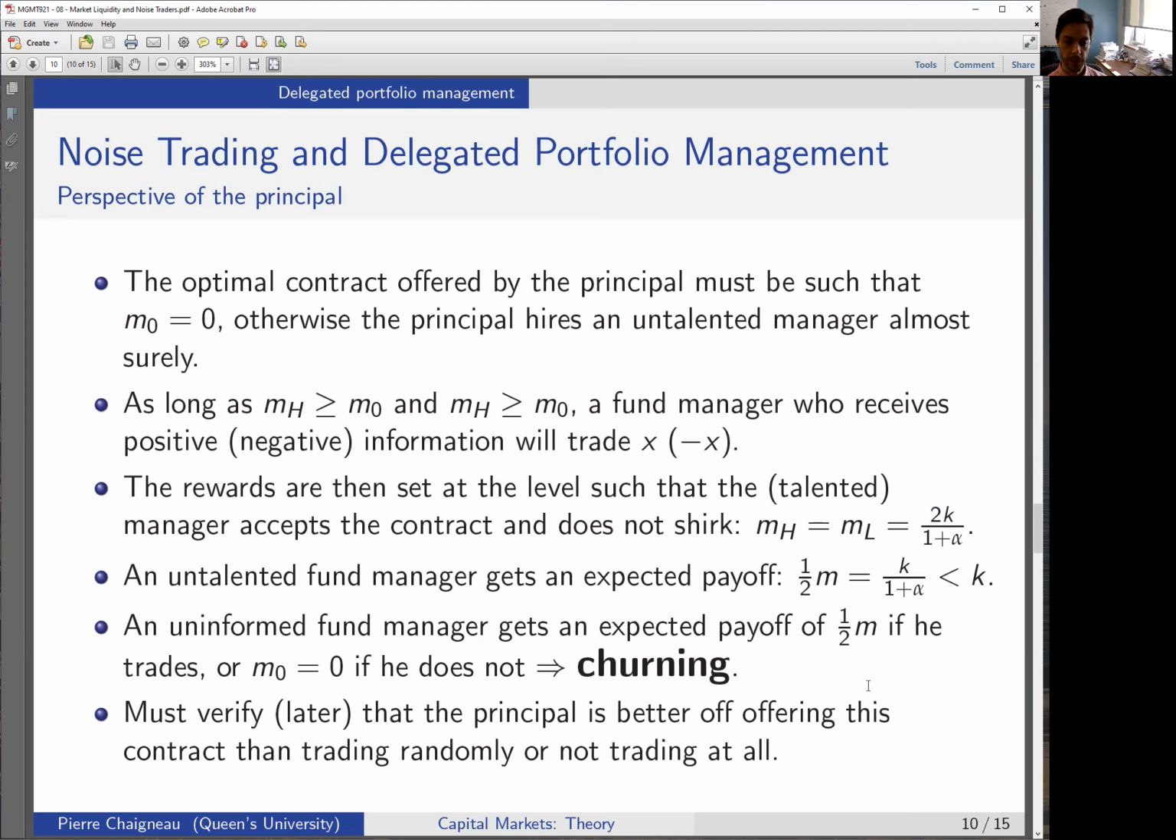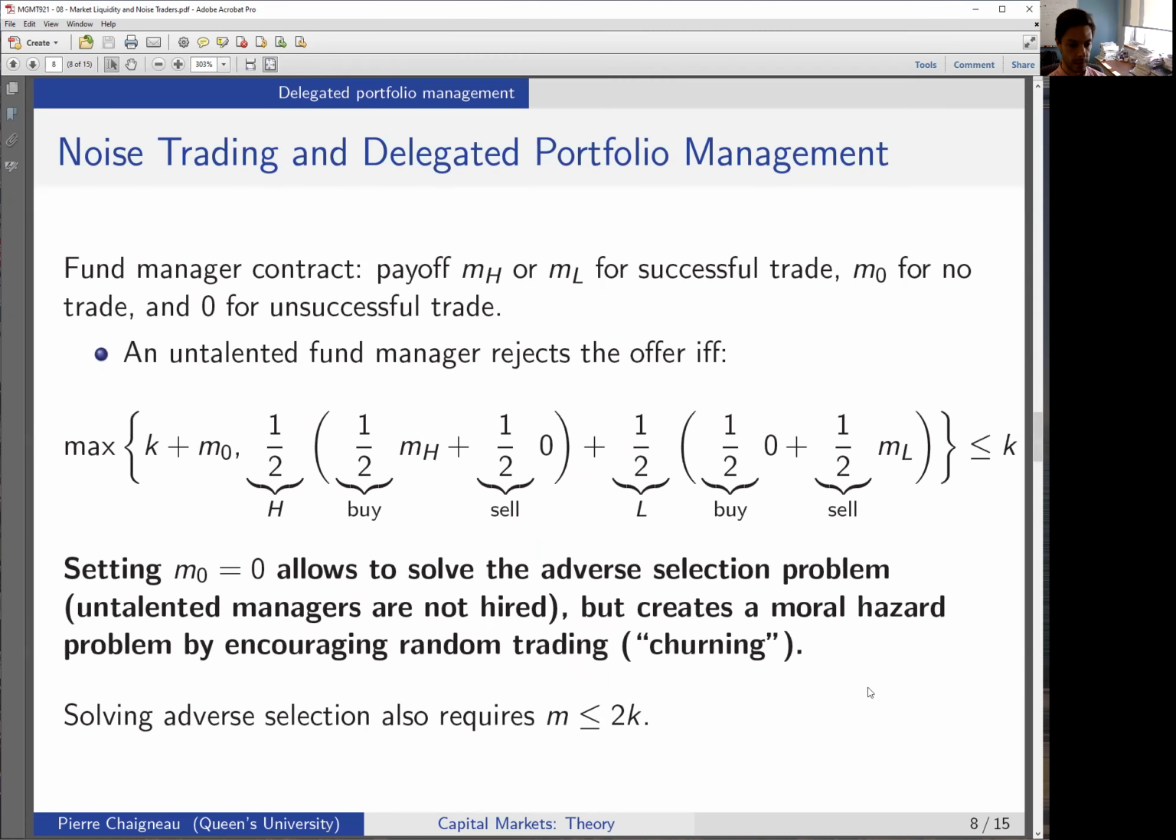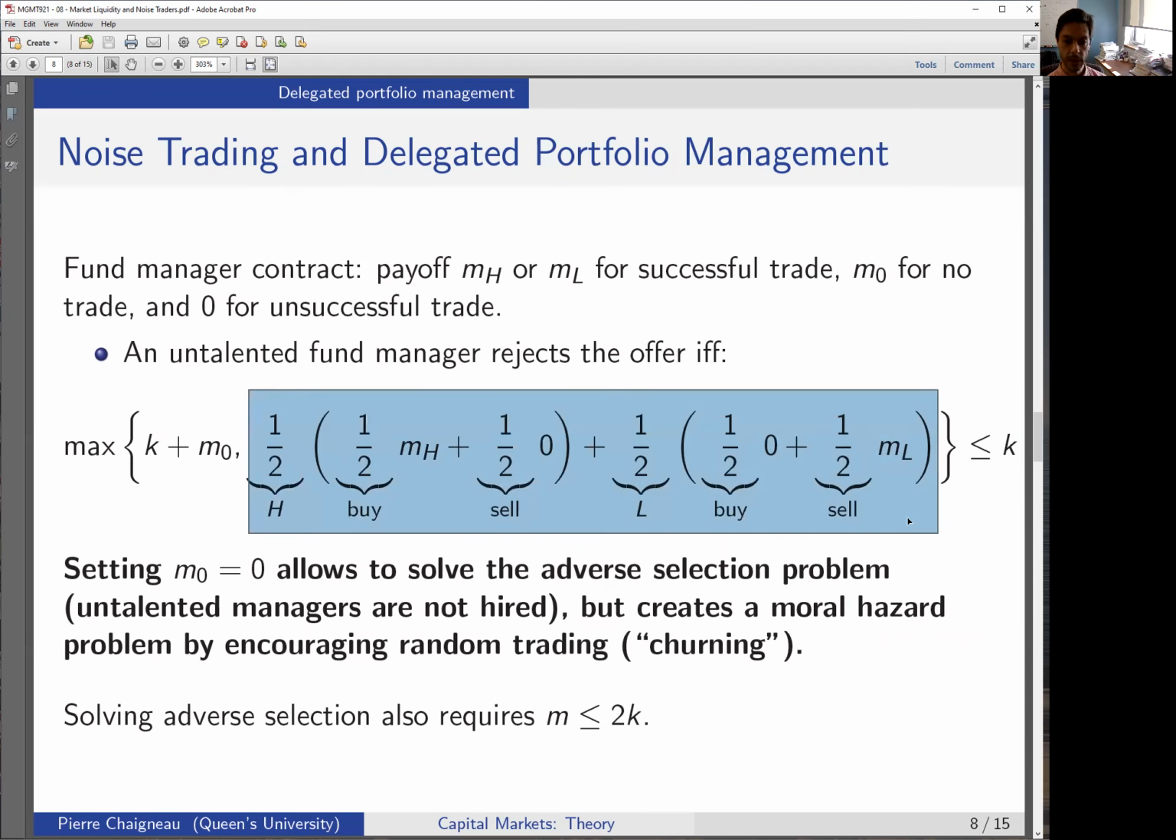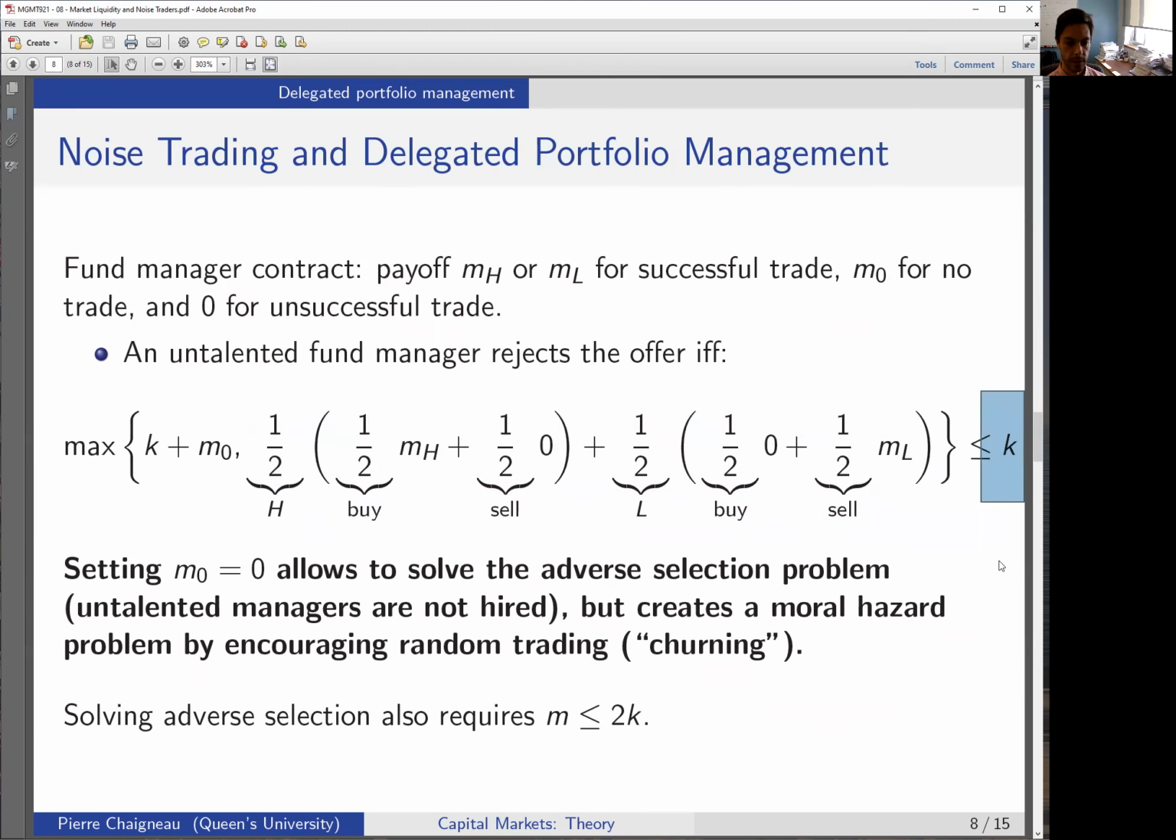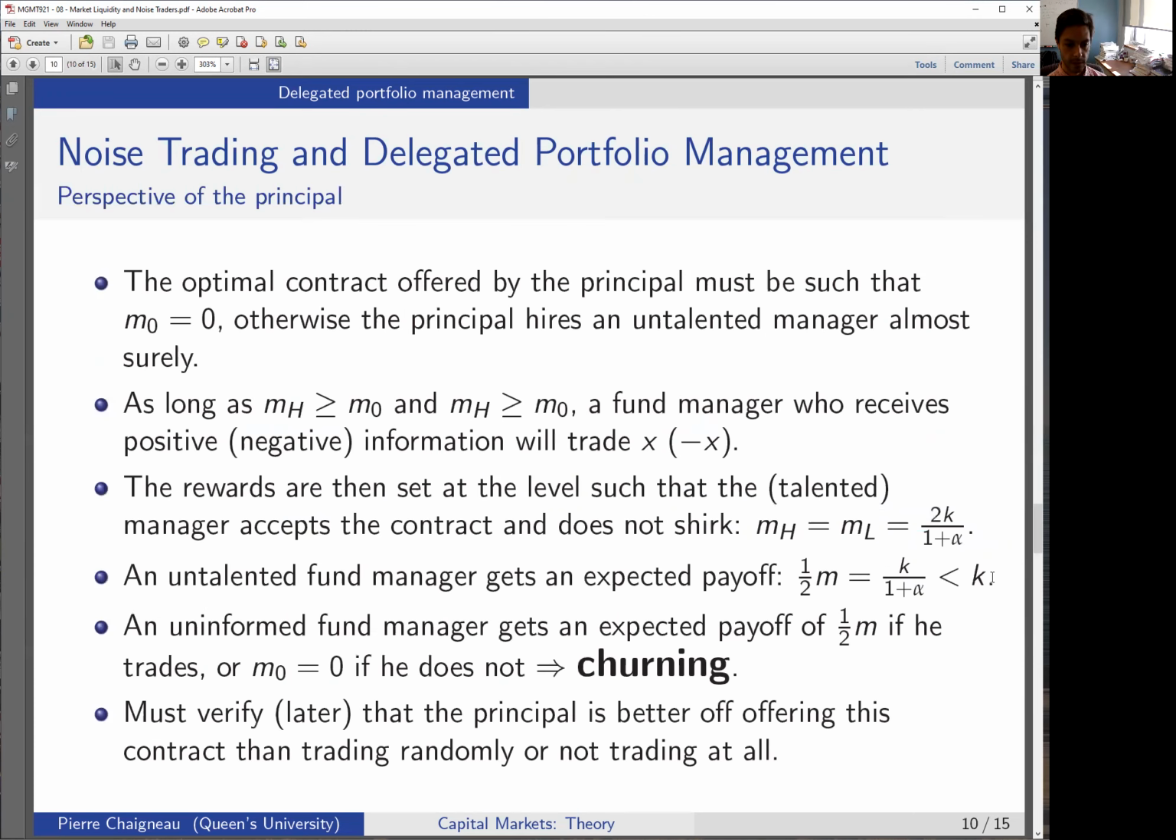Now, if you take the perspective of an untalented fund manager, if he were to engage in trading, we check what is the value of this term here. We must make sure that this is less than K. But this term here is just equal to this. Essentially, an untalented fund manager who trades gets lucky with probability 1/2.